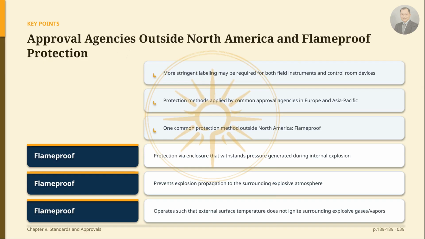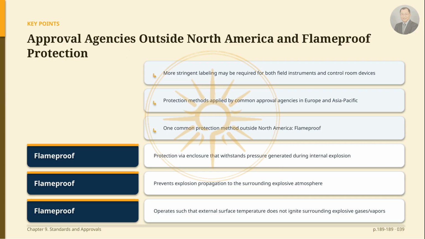Now, I will introduce the approval agencies and types of protection used in regions outside North America, specifically in Europe and the Asia-Pacific region. First, regarding the non-incentive technique mentioned earlier, please note that more stringent labeling may be required for both the field instrument and the control room device. In these regions, there are approval agencies common to each country and specific types of protection they utilize. A representative example is flameproof.